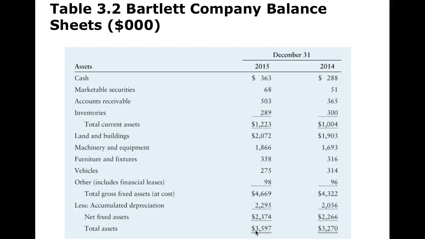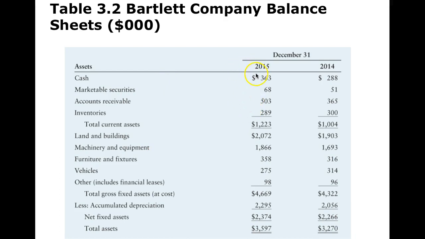And again, what we want to look at here is assets. So we'll look at assets first. This is the first part of the balance sheet. And we go from the most liquid to the least liquid generally, or the most current to the longer term assets. So the first section is current assets. We have cash, marketable securities, accounts receivable, and inventories.